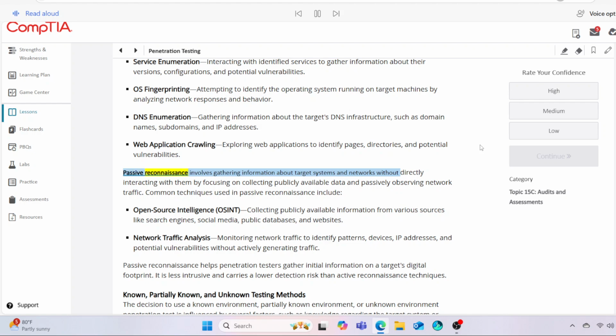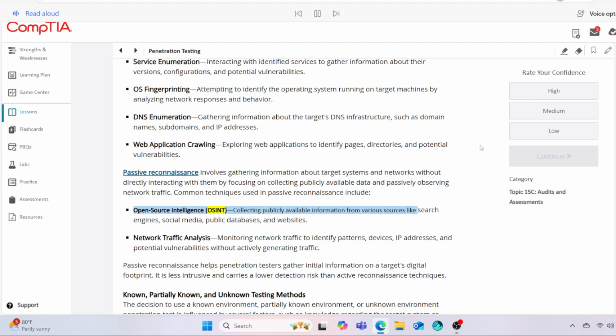Passive reconnaissance involves gathering information about target systems and networks without directly interacting with them by focusing on collecting publicly available data and passively observing network traffic. Common techniques used in passive reconnaissance include open source intelligence, OSINT, collecting publicly available information from various sources like search engines, social media, public databases, and websites.